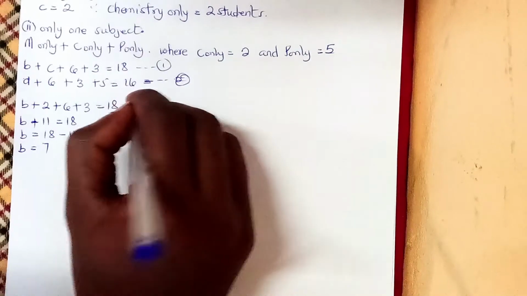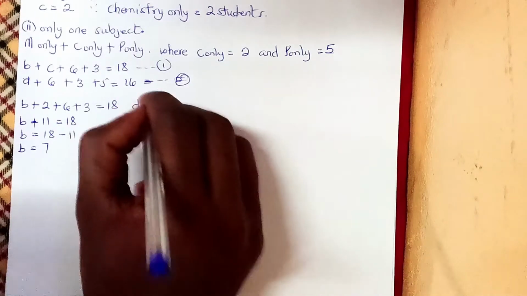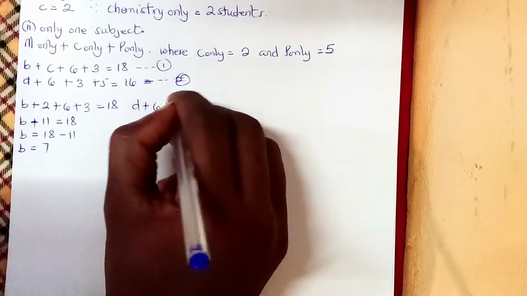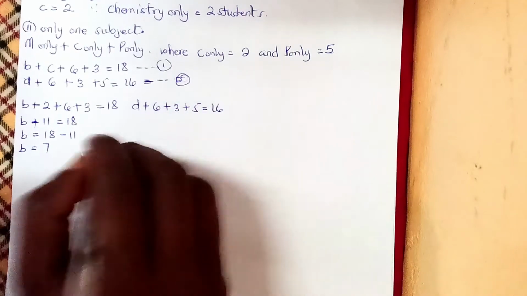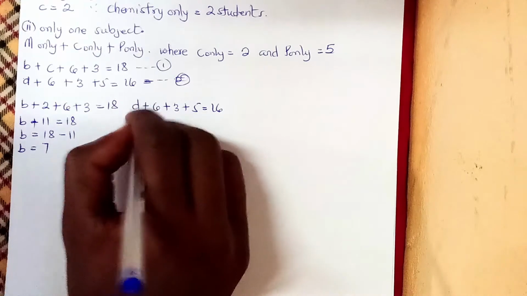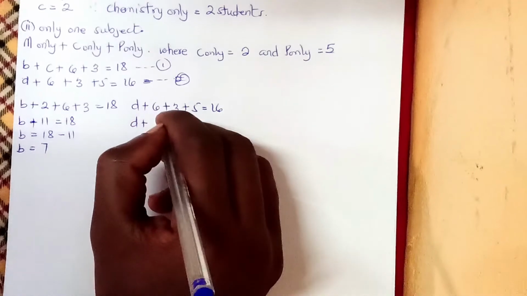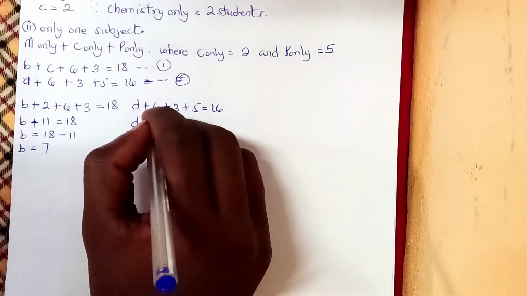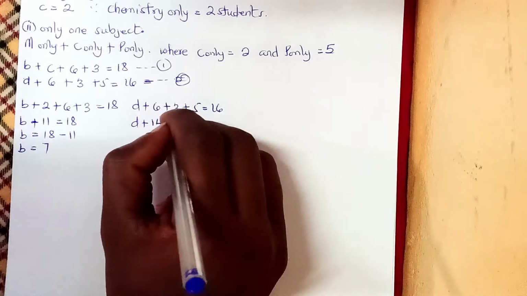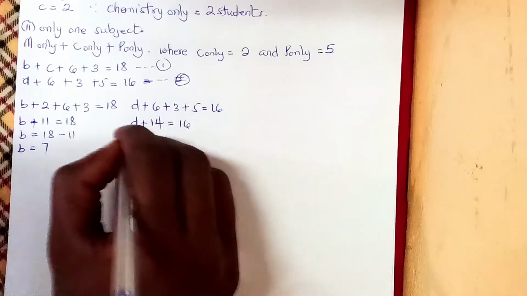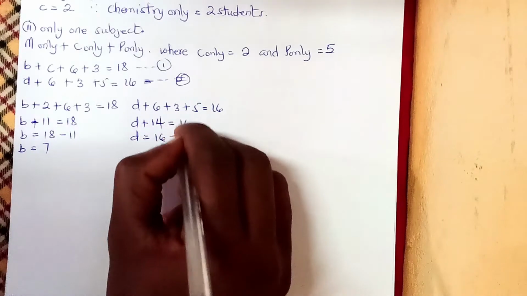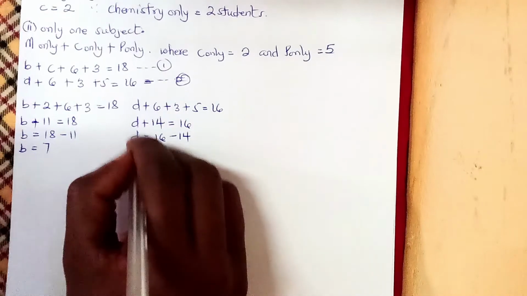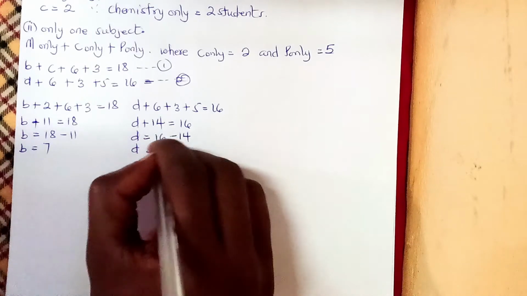Let's solve D. D plus 6 plus 3 plus 5 equals 16. D plus, we have 14 equals 16. We have D equals 16 minus 14. Therefore, we have D to be 2.